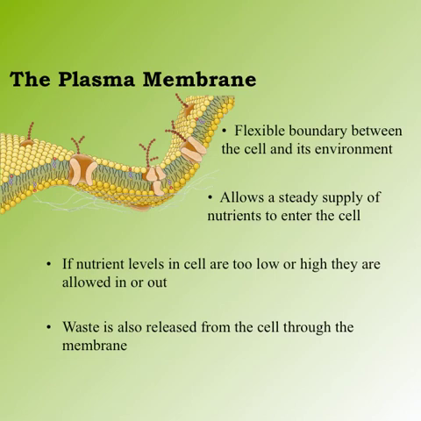Plasma membrane is a special area that protects the cell from its external environment. It's flexible, it allows nutrients in, it controls what goes in and out. If they're too low or too high, they're allowed in or pumped out, and waste is released through the membrane. So this is a very highly specialized structure that surrounds the cell and controls what comes in and out. Too much water in, it pumps it out. Sodium, food, waste, all those kinds of things are controlled by the plasma membrane.